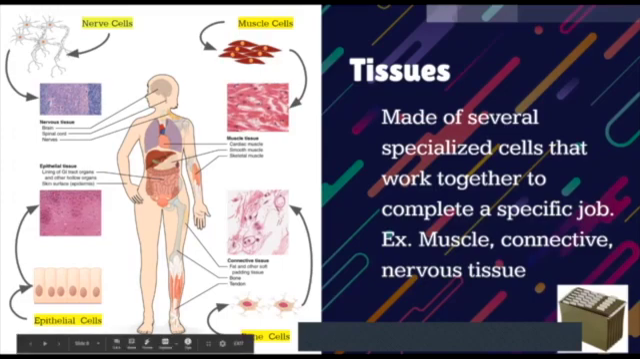Epithelial cells, and here are bone cells, which are called connective tissue.